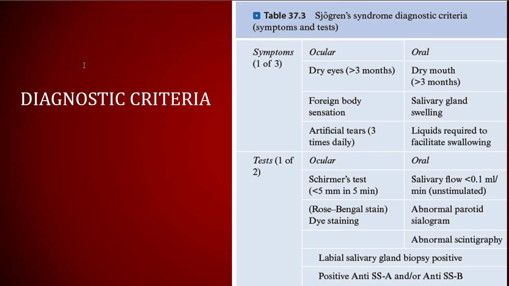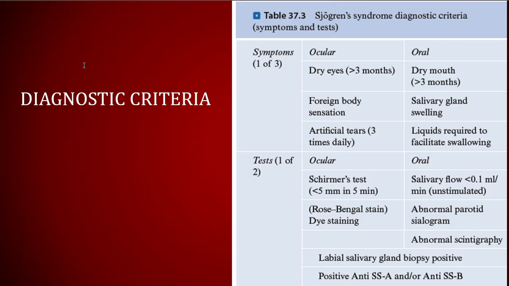Oral symptoms: dry mouth for more than 3 months, recurrent salivary gland swellings, using liquids to facilitate swallowing, sialogogues to increase the salivary flow, and so on. For the ocular signs, Schirmer's test or Rose Bengal test, dye staining. For the oral signs, salivary flow less than 0.1 milliliter per minute unstimulated, abnormal parotid sialogram, or abnormal scintigraphy.